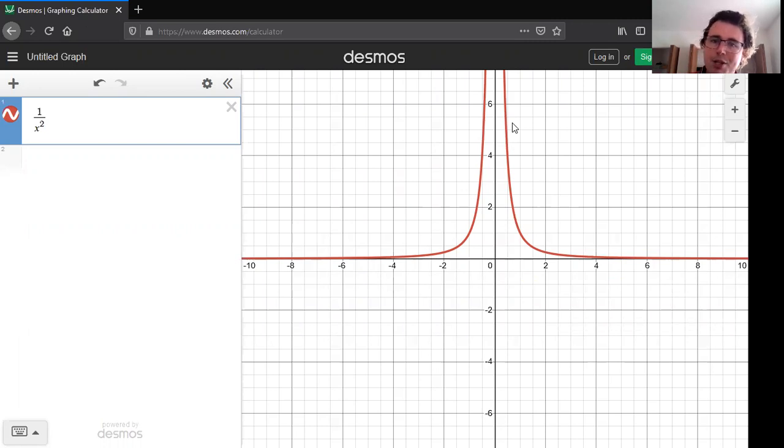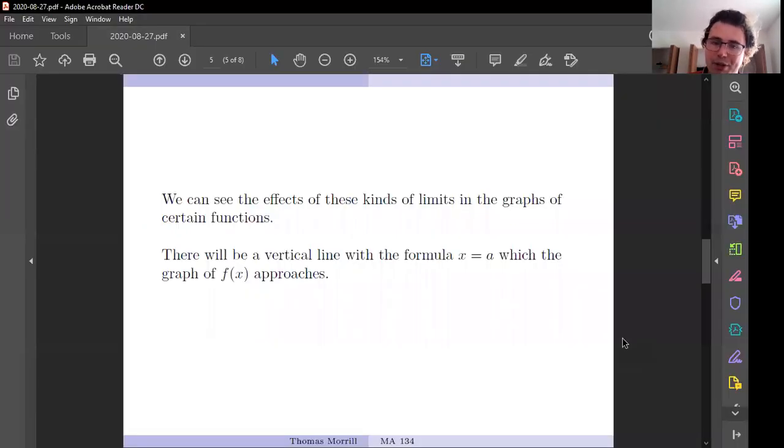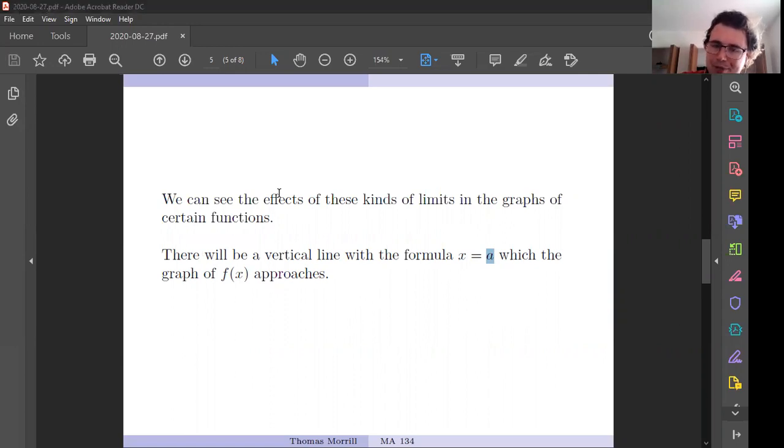So this is going to be the same on any limit which goes to infinity. These are the same things that I've been calling infinite discontinuities when we were talking about continuous functions. So what's going to happen is that there's going to be a vertical line. The formula of that line is going to be x equals a. Which a is this? This is the a in the limit. So this vertical line is a shape that the graph of f approaches.